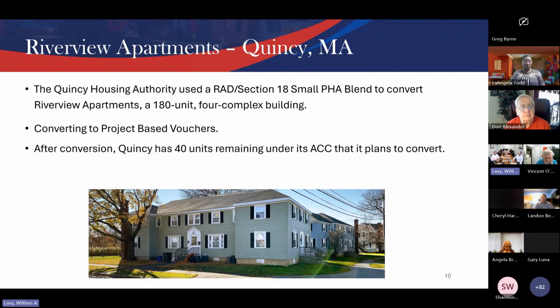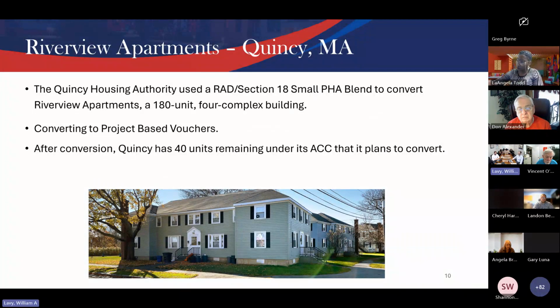In Quincy, Massachusetts, they opted into this type of conversion. Over the years, they were able to address the physical needs of the project, either at unit turnover or as systems had to be replaced. And so when they came in and did their RAD conversion, they did have a limited scope of work, right? And the key to Quincy's conversion was to then stabilize. So how did that look?